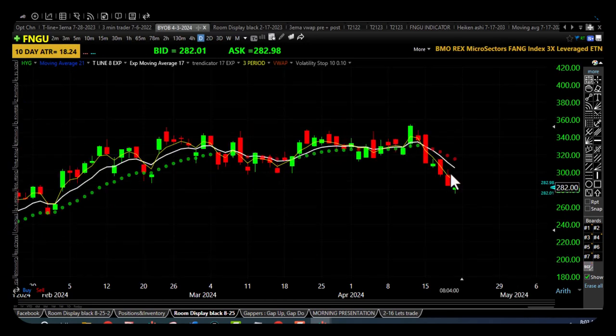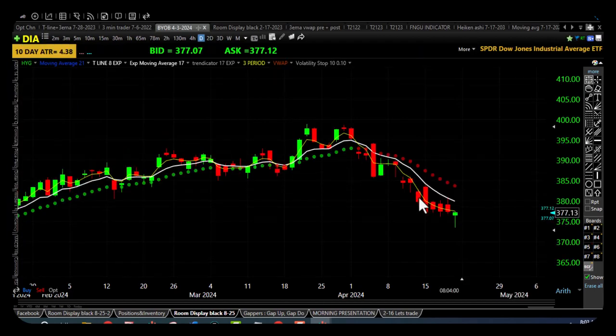Same thing. Lower high, lower low, closing below the trap. All three below the rolling over 17 EMA. All right, so everything's still in a downtrend. Diamond Dow. A little bit different on Diamond Dow. Higher low, higher high, closing still below the trap, below the falling 17 EMA on Diamond Dow. All right, let's take a look at some energy.